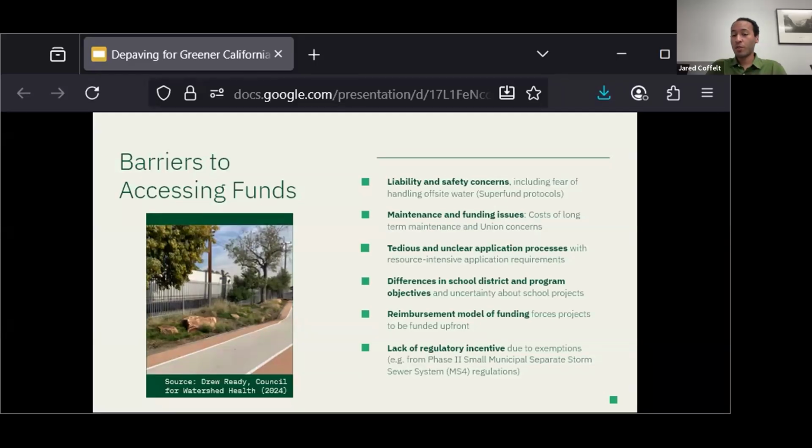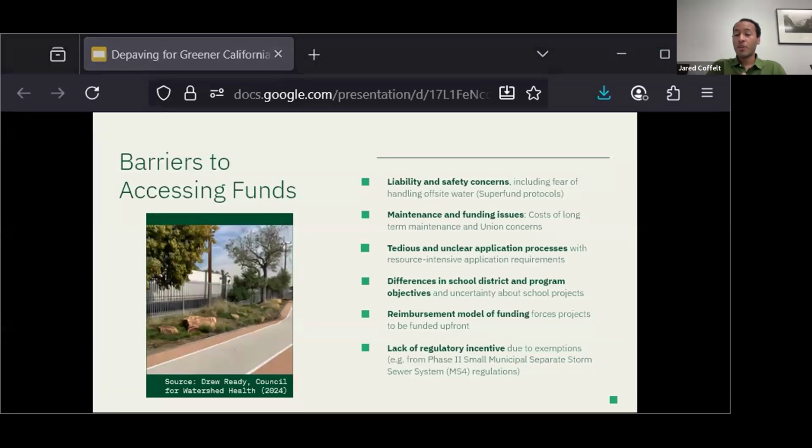Another issue, and this is one particularly found with CAL FIRE grants, is the reimbursement model of funding, where the funds awarded for grants aren't paid out until near the completion of the project. This forces the people undertaking the project to fund it up front, which can be prohibitive in some cases.